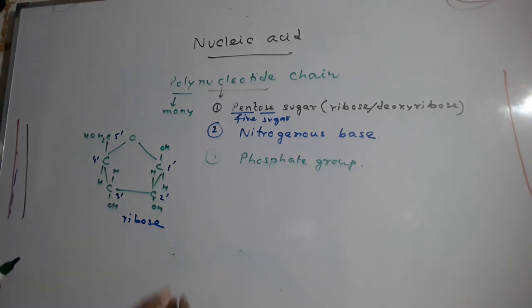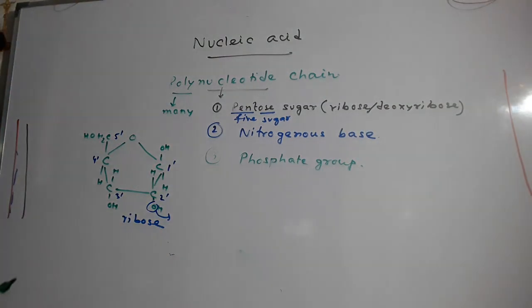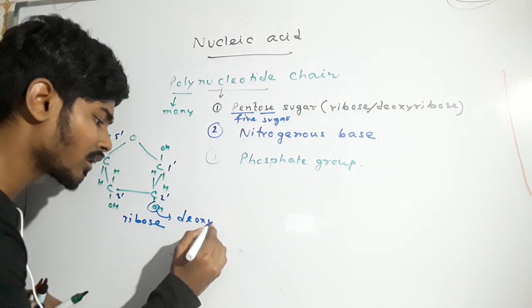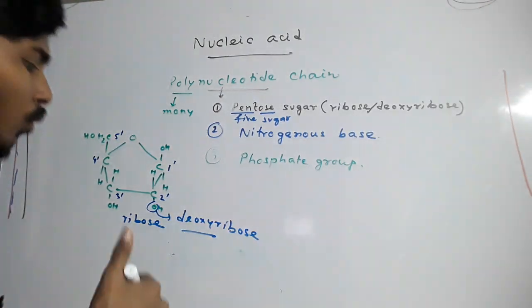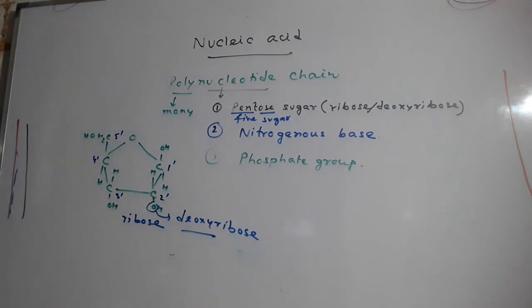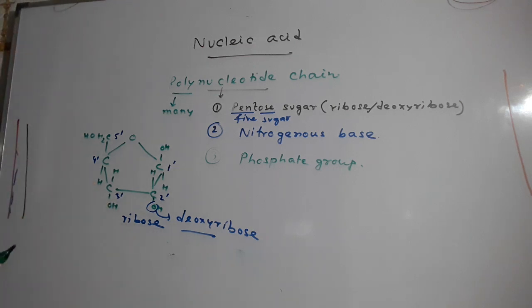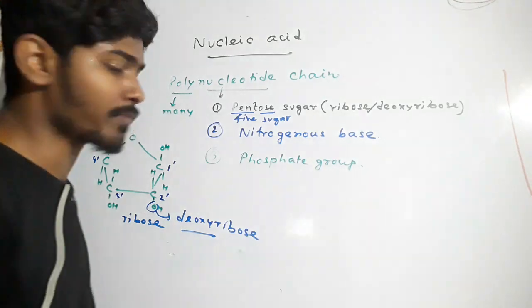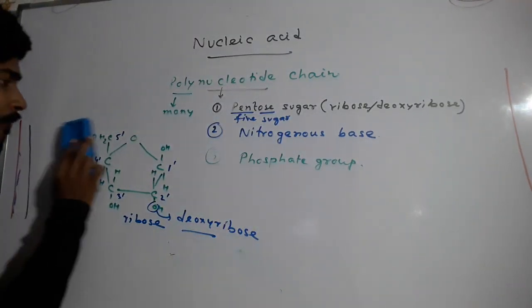Now if you want to draw the structure of deoxyribose, just remove this oxygen from the 2 prime position and it would be deoxyribose. Deoxy means the withdrawal of the oxygen atom from the 2 prime position or any other position, so it is called deoxyribose. Now we will be talking about the nitrogenous bases, and for this we have to erase the board.